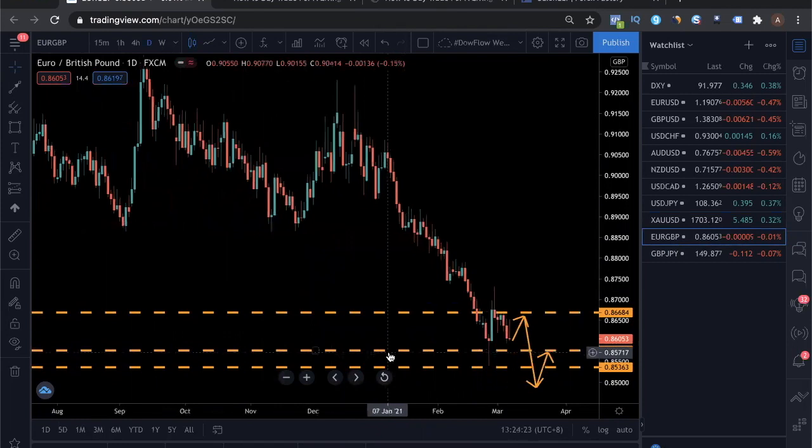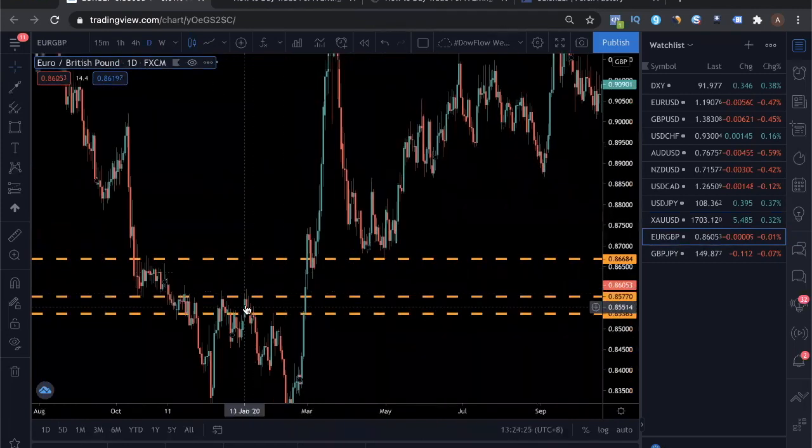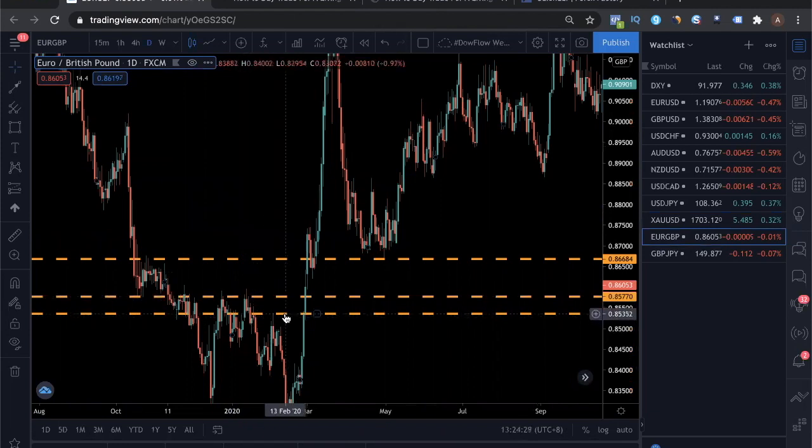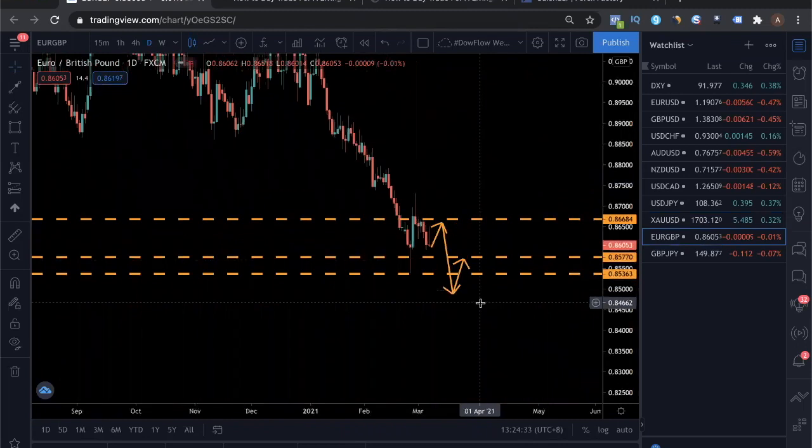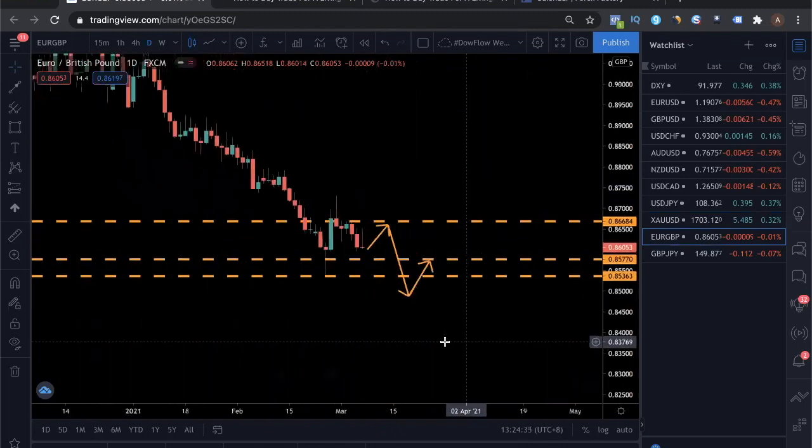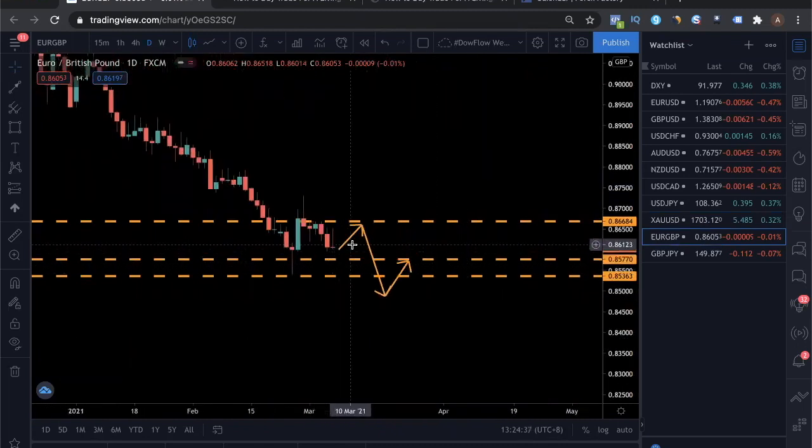Now this level is given by, if you scroll back, this entire zone here, and here this line is this spike high over here. So these are the levels that we are looking at, and right now price is in the middle of nowhere. Okay, so please do not chase the market again.